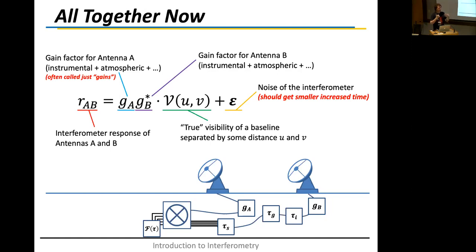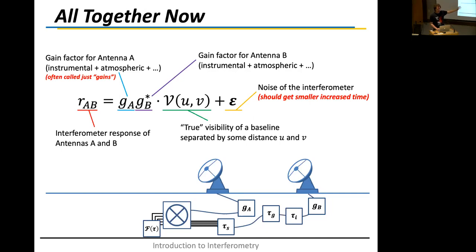There's this V piece, which is what we call the true visibility, or the visibility of the baseline. This is the thing that we're actually trying to measure. It's generally a function of X and Y position, or U and V in the coordinate system that we typically use. And finally, on the very far right-hand side, that epsilon, that's the noise of the interferometer. And that's the thing that should hopefully get smaller with time, whereas everything else aside from the noise should hopefully remain stable, at least over the order of seconds to minutes.